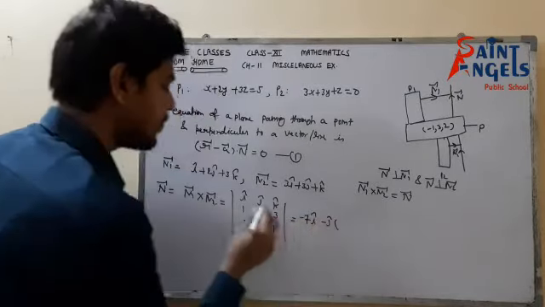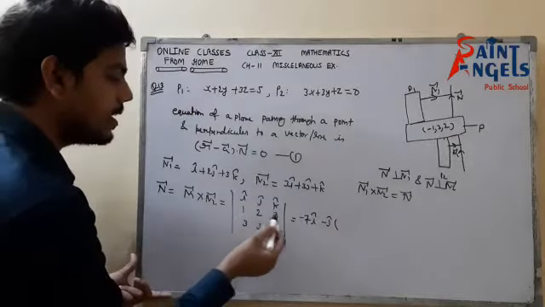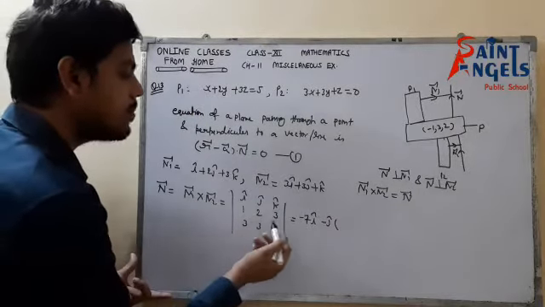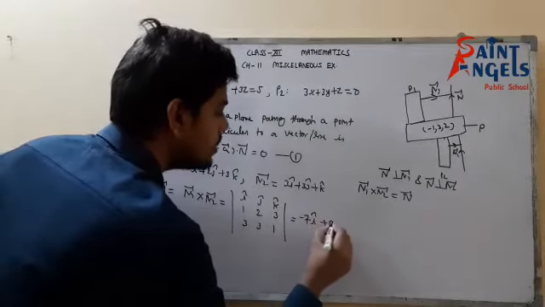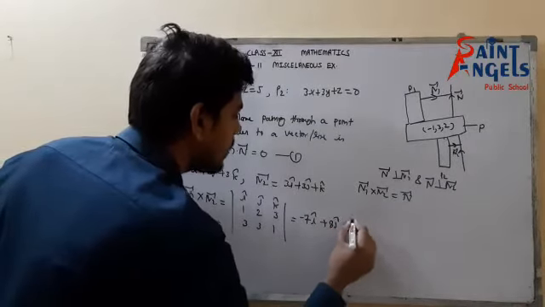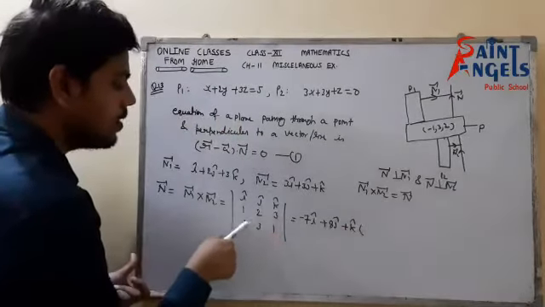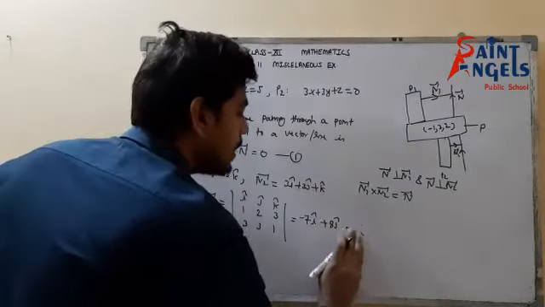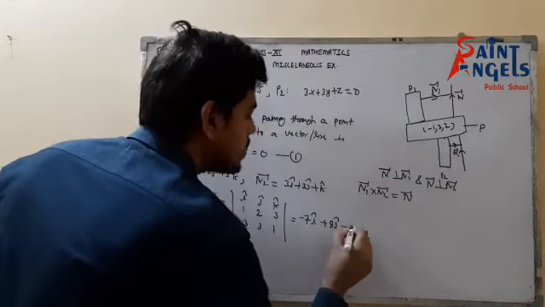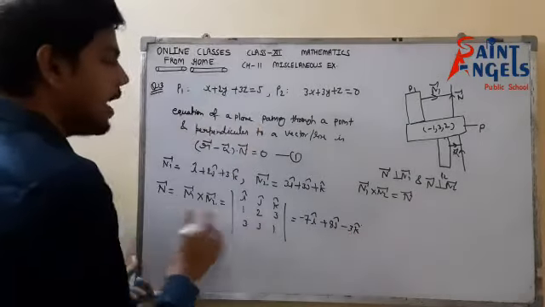Then minus j cap: 1 minus 9 is minus 8, minus minus 8, so it would be plus 8 j cap. Then plus k cap: 3 minus 6, so that would be minus 3k cap. So this is my value of n vector.